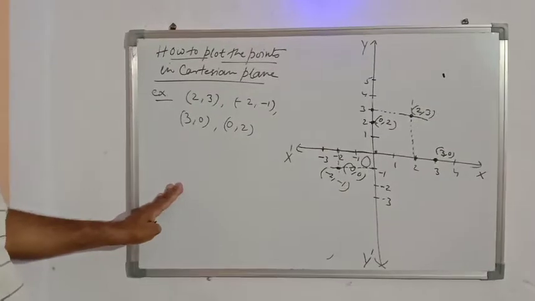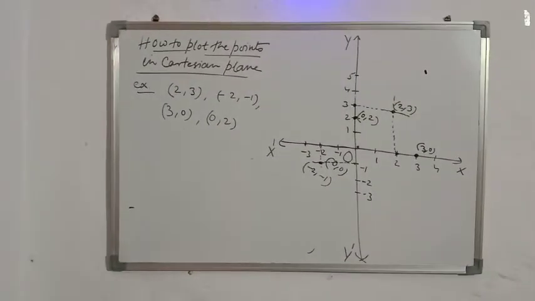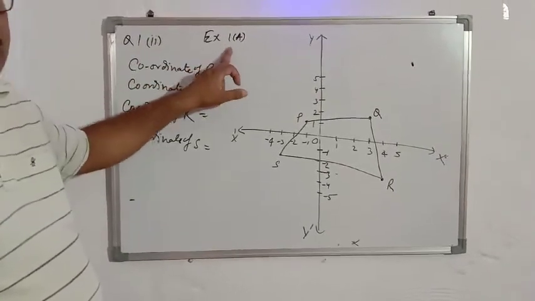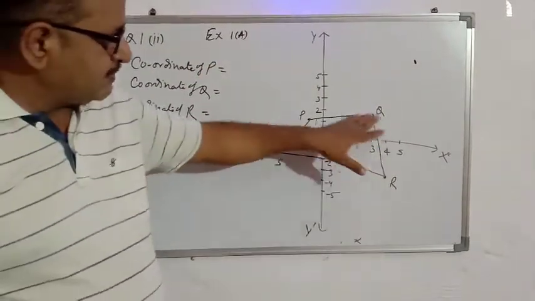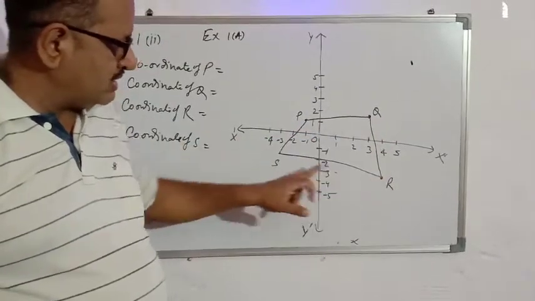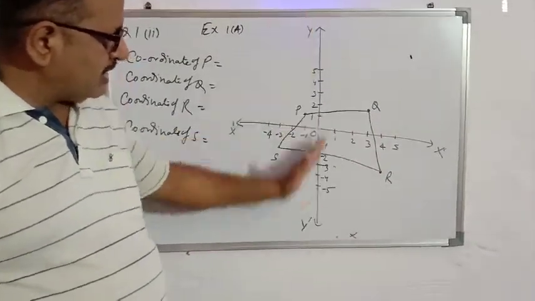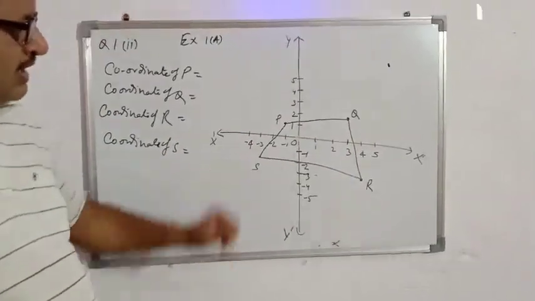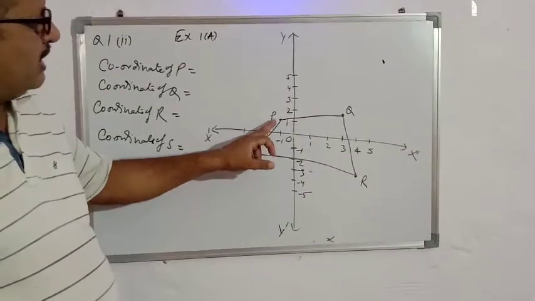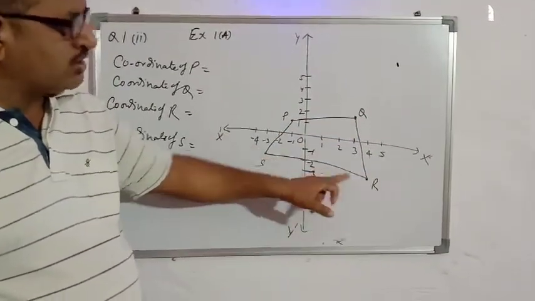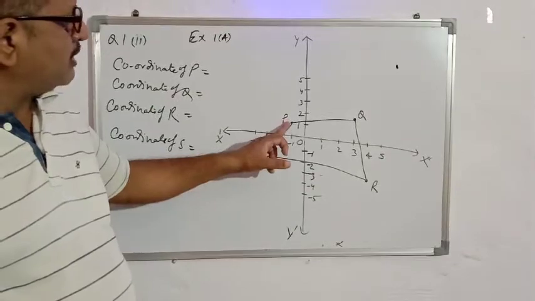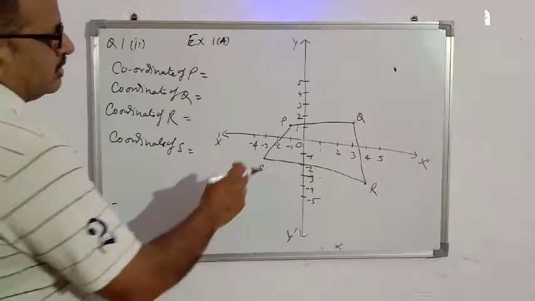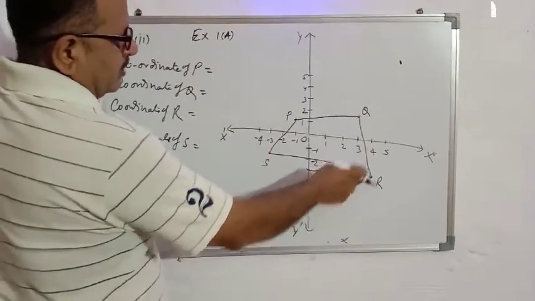Now we will see some questions from the exercise. See this question number 1, second part, exercise 1A. This figure PQRS is given. This is the x-axis, this is the y-axis. In this plane, one figure PQRS is given. It is a quadrilateral. We have to write the coordinates of the vertices of this quadrilateral, meaning the coordinates of P, Q, R and S. So how can we know them?